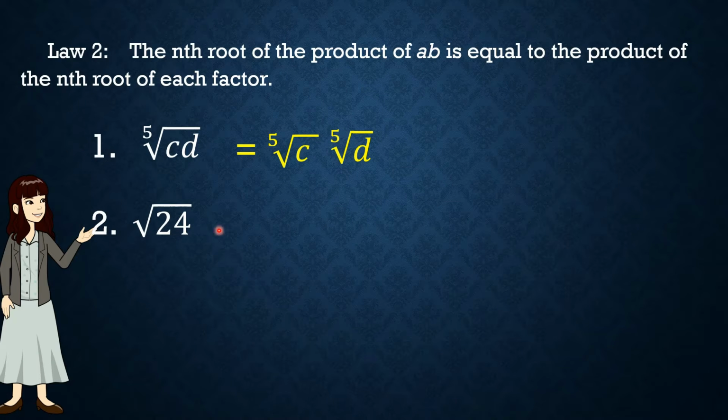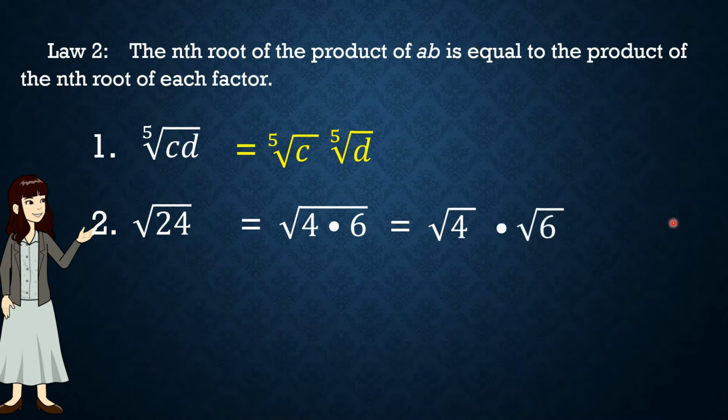Number 2, the square root of 24. First, we need to think of the factors of 24 where one factor is a perfect square. That is 4 times 6, because 4 is a perfect square. So we need to write it separately: the square root of 4 times the square root of 6. The square root of 4 is 2, and the square root of 6 stays as the square root of 6. So our answer is 2 square root of 6.